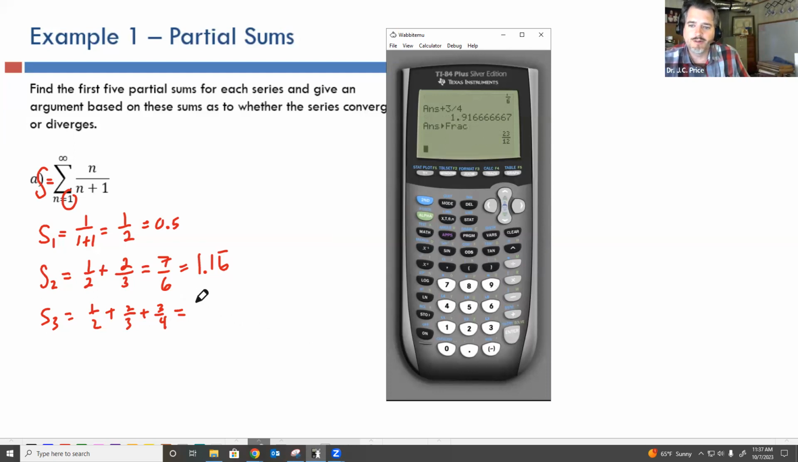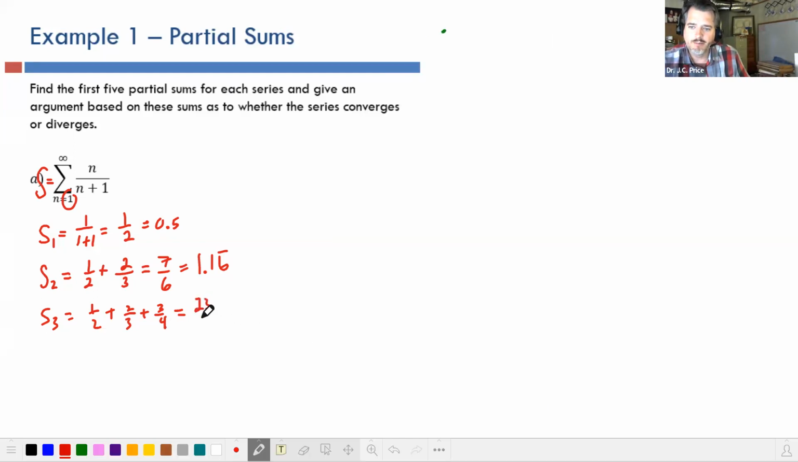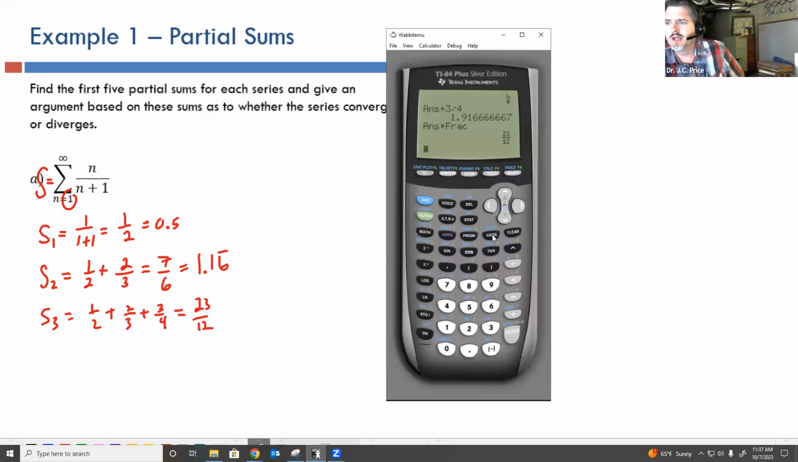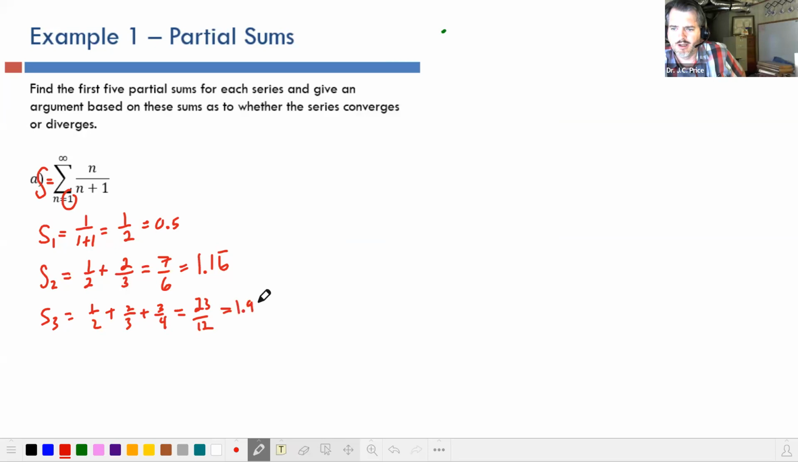Sometimes I'm looking for a pattern here. I don't really see a pattern, but I like to write down the number. So 23 over 12, and what's that equal to? That was 1.91666, so I'll put equal to 1.916 repeating. And then we keep on going on these things.